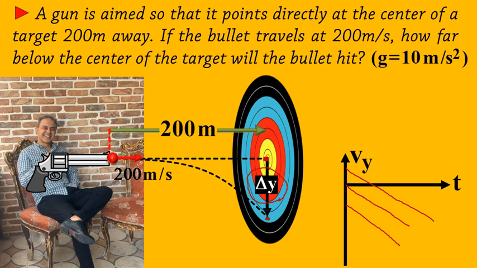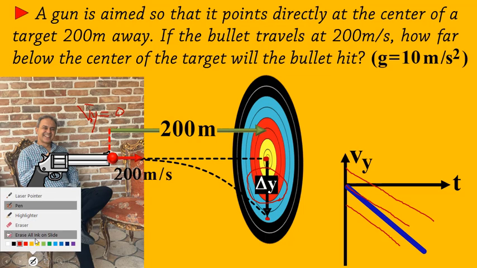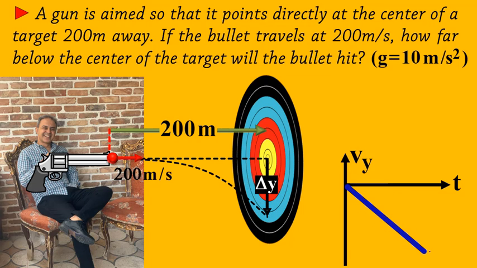At the beginning, the bullet has been shot exactly in the horizontal direction, and so Vy at the beginning will be 0. So Vy will start from the origin, something like this, with the slope of -10. Delta y is the area under the graph here. So for finding this area, I must have t, the time of this travel, and also the v, which is the final vertical velocity. Okay.